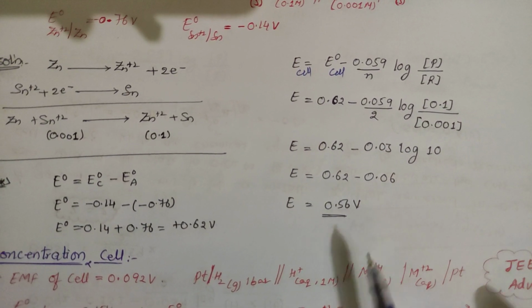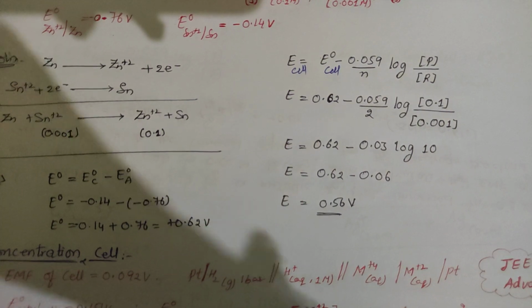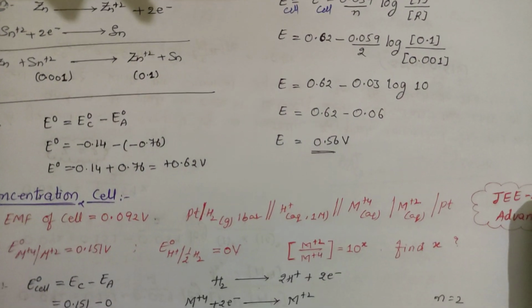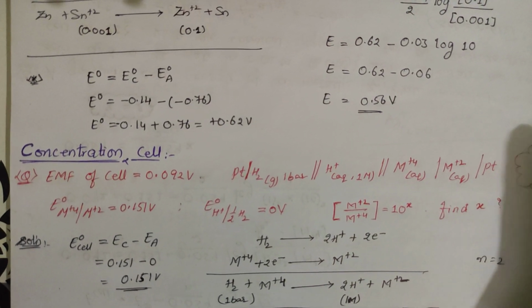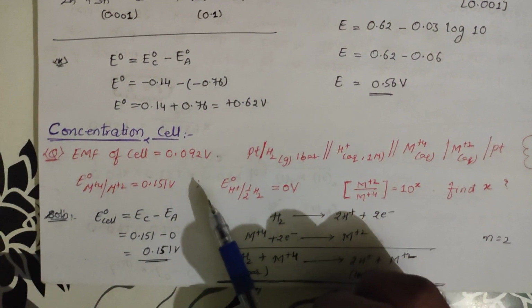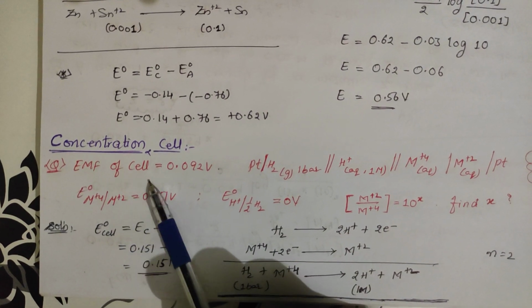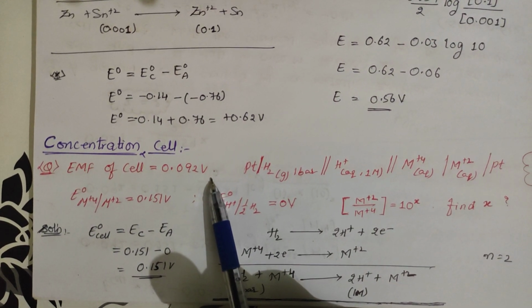Okay, so the value will be 0.56 volt. Okay, students, this is what you have done with respect to the electrodes. Now if you go for the concentration cell, the concentration will be mentioned here. The EMF of the cell has been mentioned as 0.092.